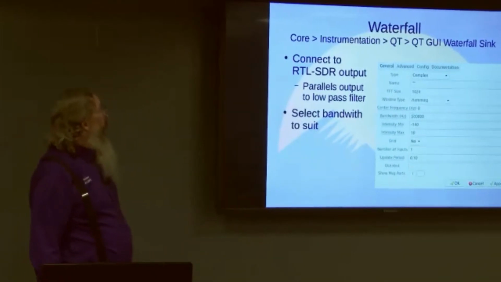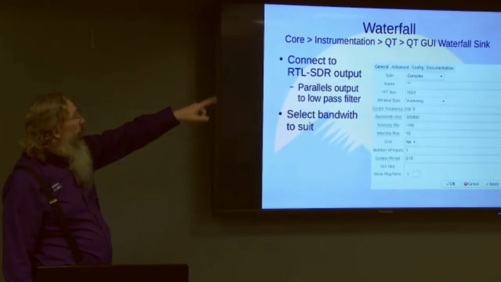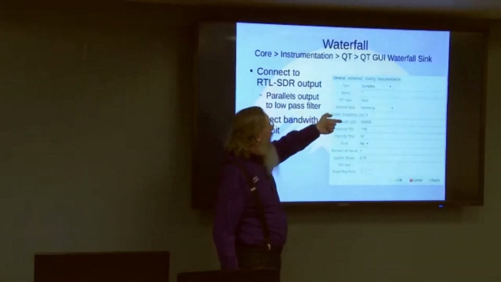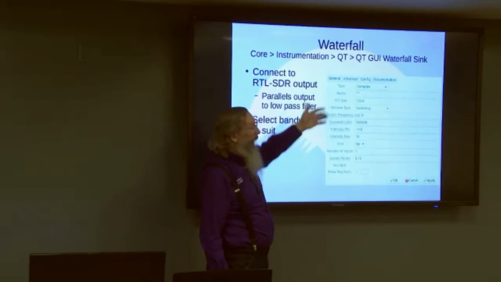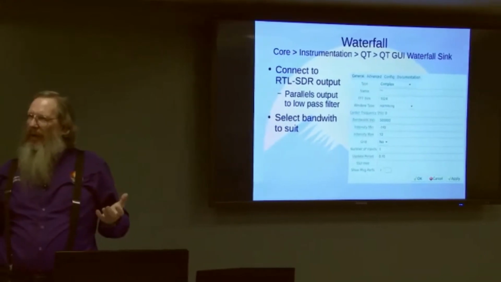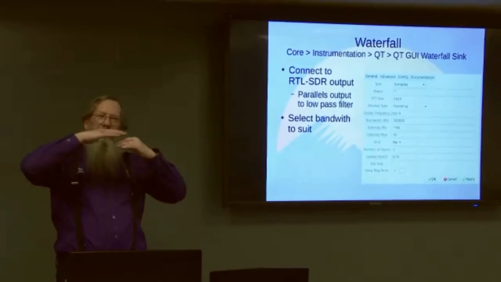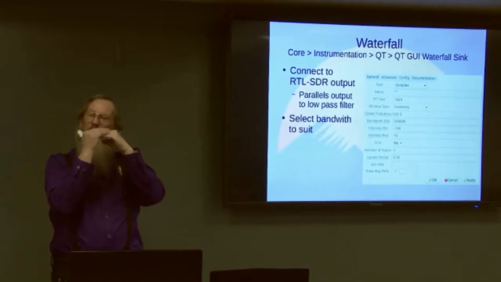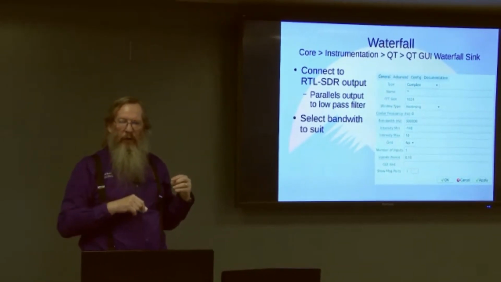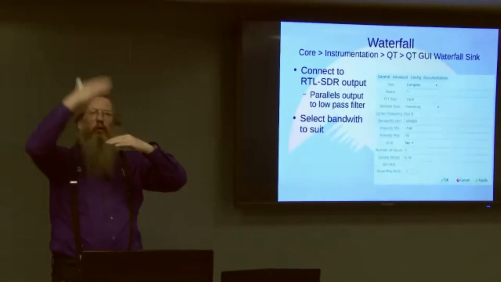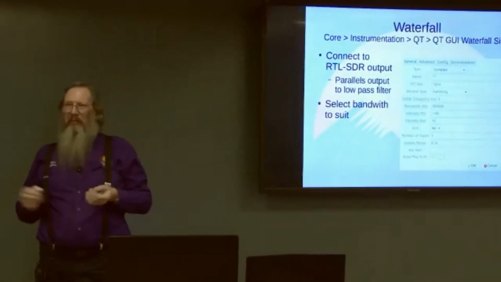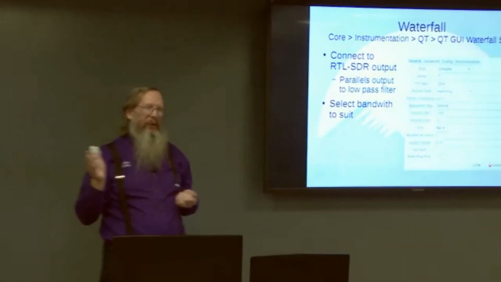To create the waterfall, all I do is go to core instrumentation, Qt GUI waterfall sink. And the only thing that I really have to set here is the bandwidth. So basically what this will do is look at the numbers that come out of it. And this sort of addresses the question about why we use a low pass filter, not a band pass filter. Your values are all relative to that center frequency that you've tuned your RTL SDR to. So if we put a bandwidth of 500 kilohertz here, it's basically going to go 250 kilohertz above and below that center frequency. So it either confuses you more or it solves the problem.